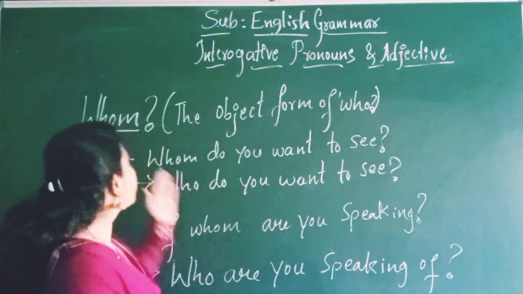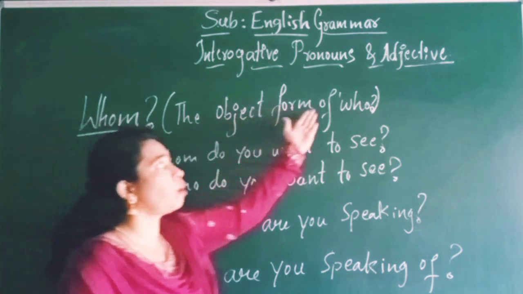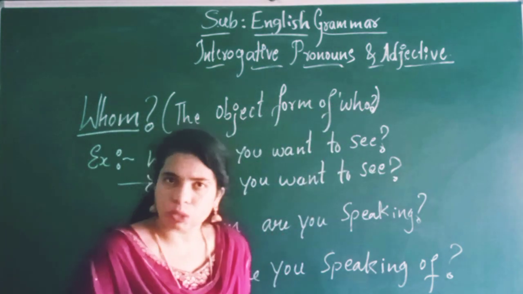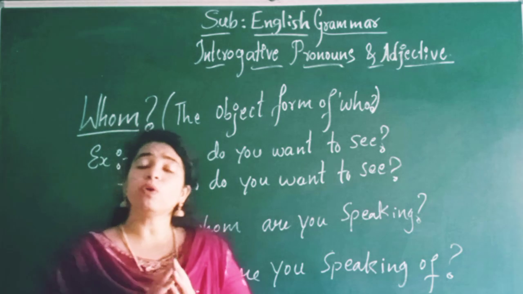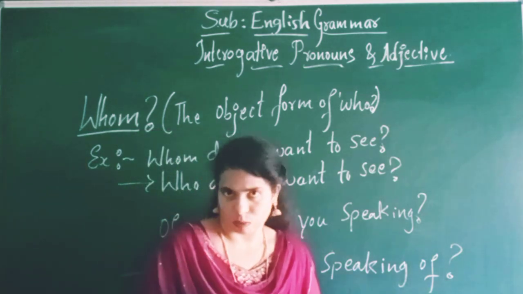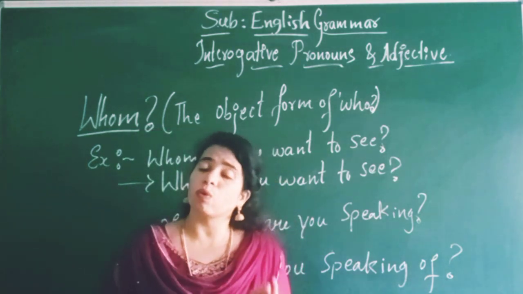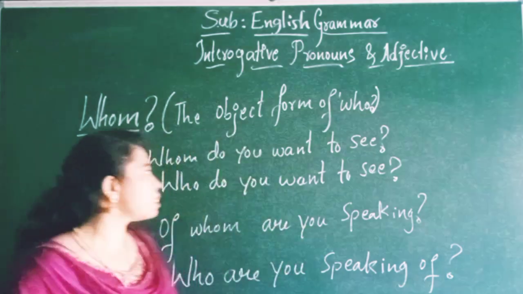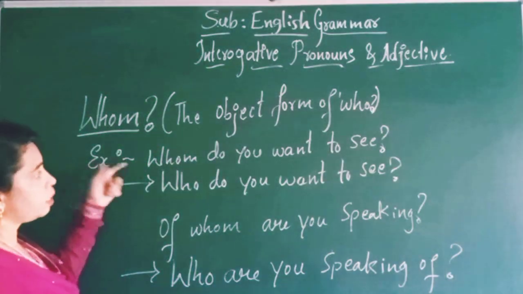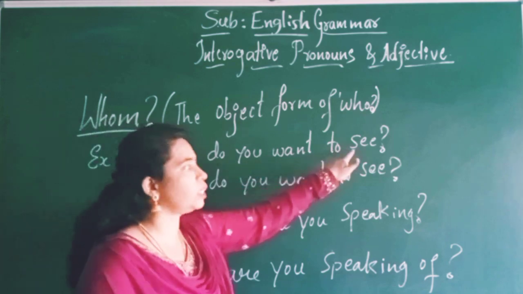So see here, whom is the object form of who. We already learned how to use who. Who is used only as pronoun. See the examples here. Example: whom do you want to see?